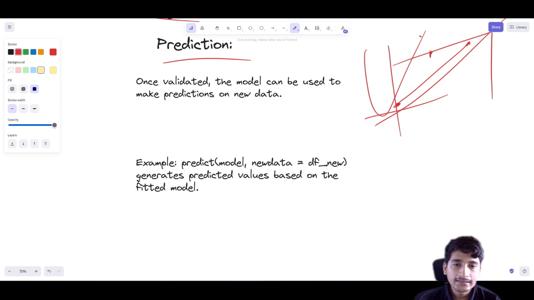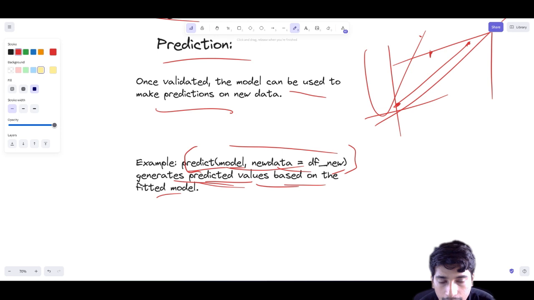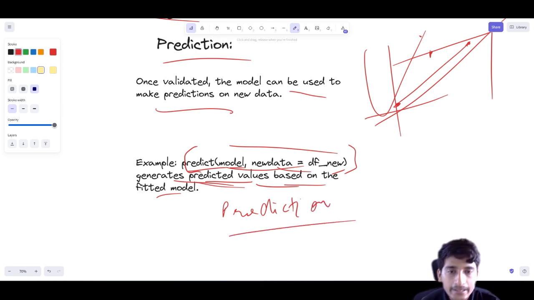Now with this we could wrap up our lecture. Let us look at one more example, that is predict with the model and new data. It is a line of code in R that is used to predict values. It generates predicted values based on the fitted model, which can be used to make predictions on new data. Once you have got an idea of how to make predictions for new data, then your model is done, so your statistical analysis is completed.